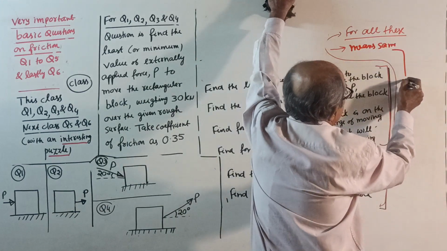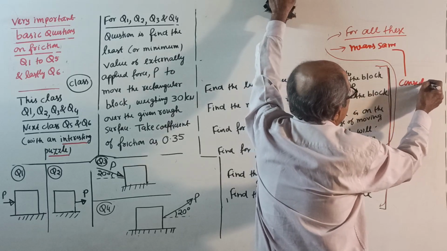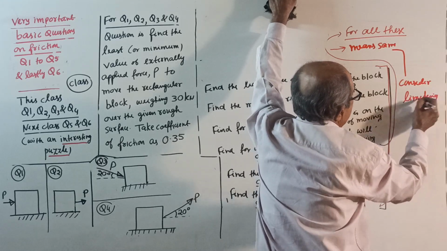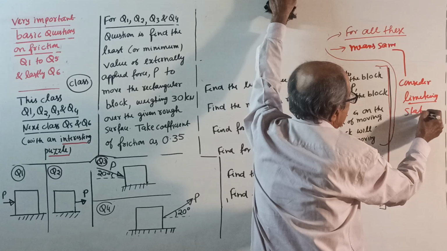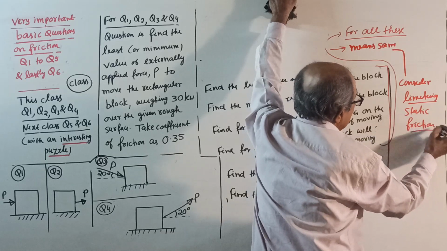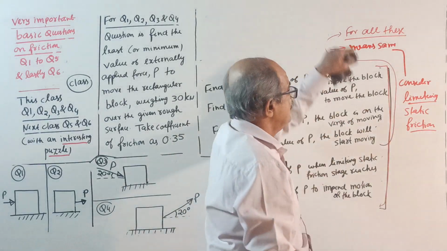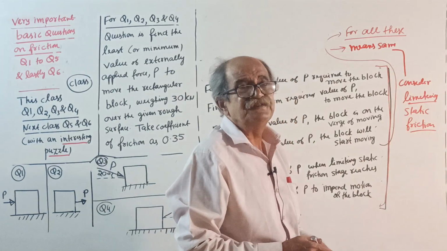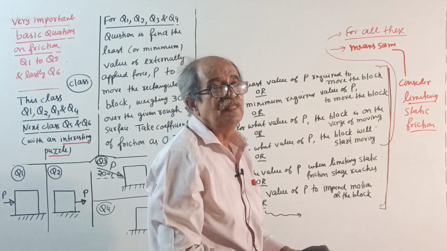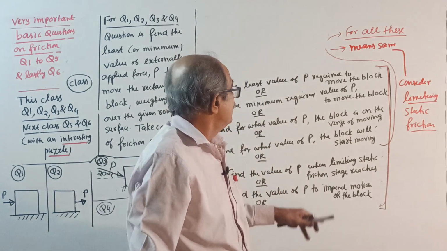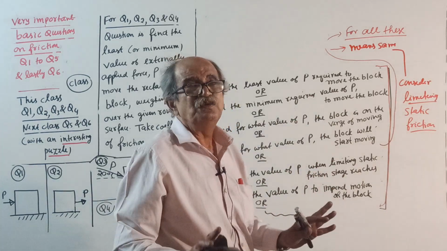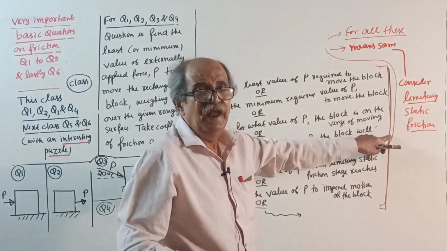So consider limiting friction, limiting static friction. I will explain some more later. Limiting static friction, because all these cases have the same meaning. See, these are different ways of asking questions. But actually, there is a small problem. I will tell you a little later. But understood. Okay, a little later I will explain.